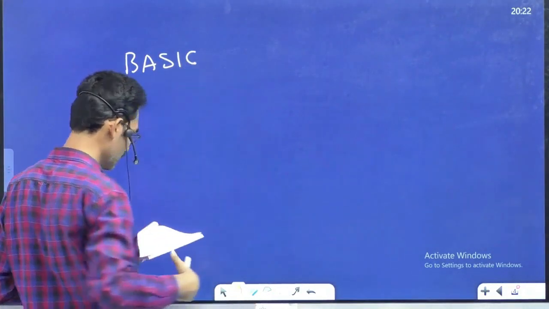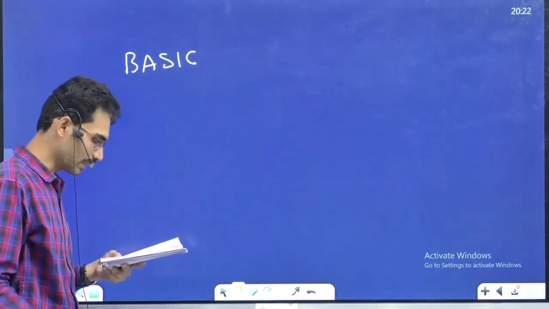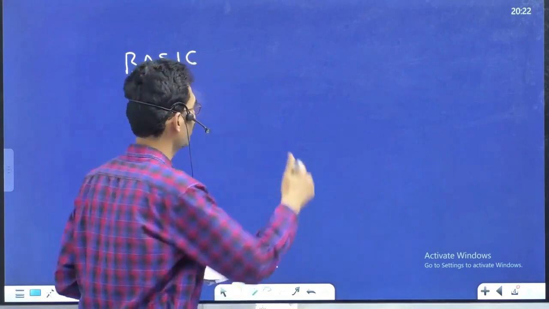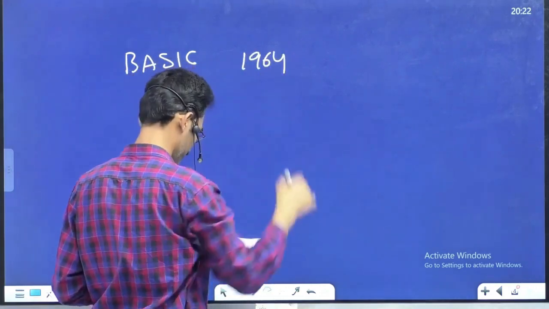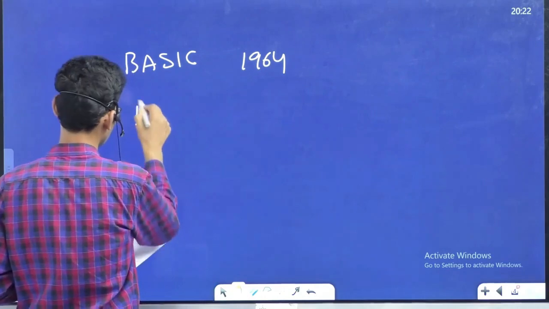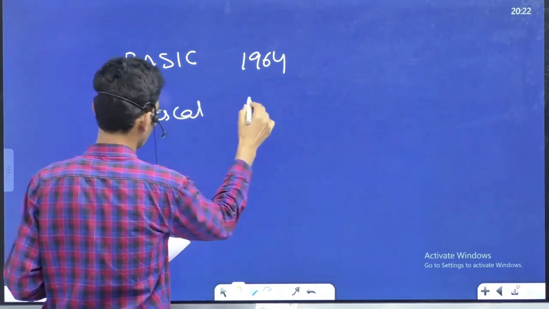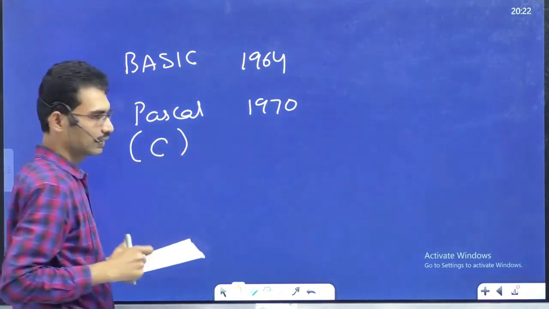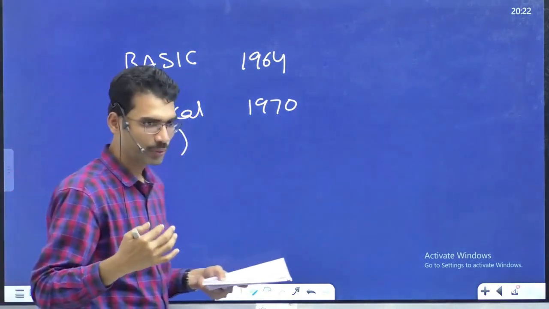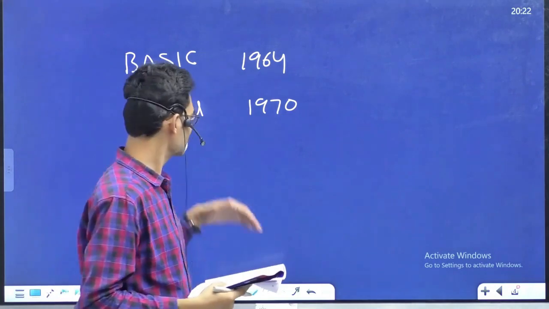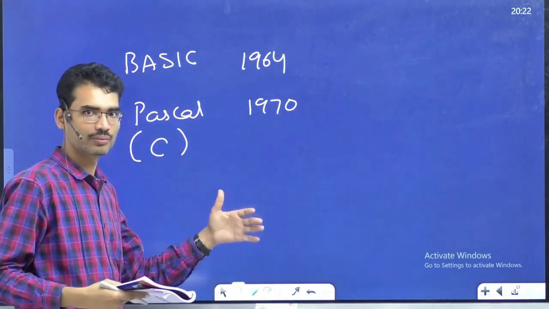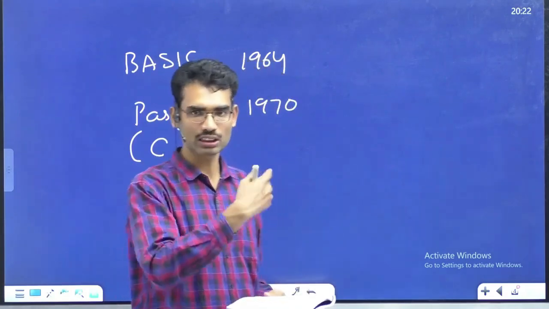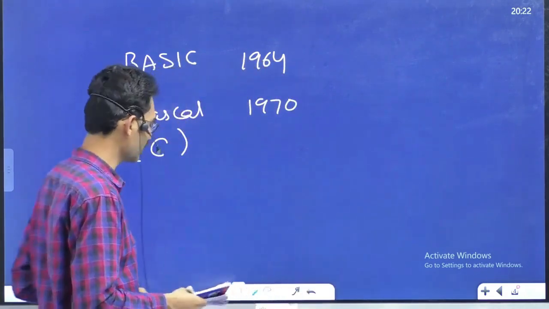One computer program named itself BASIC, Beginner's All-purpose Symbolic Instruction Code. It was developed in 1964. Then Pascal, 1970. Then C. This is the real turning point in computer languages, because it changed the way humans took interest in computer languages. So many applications emerged out of the C language.